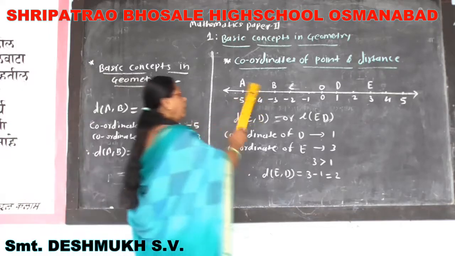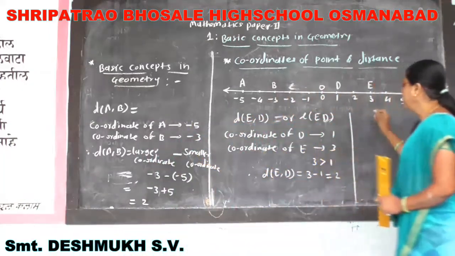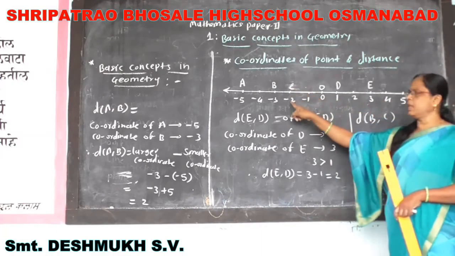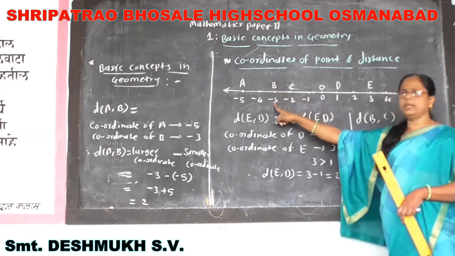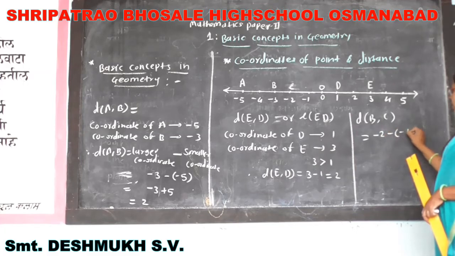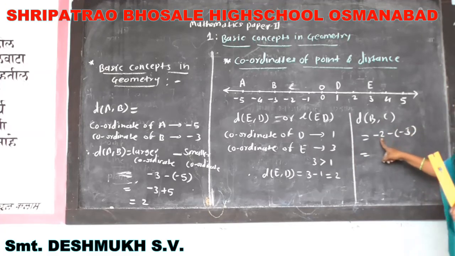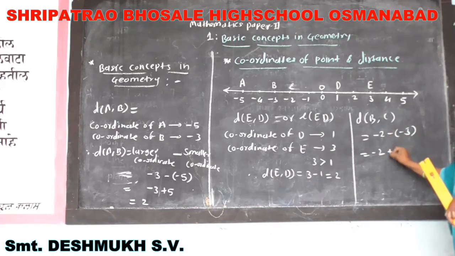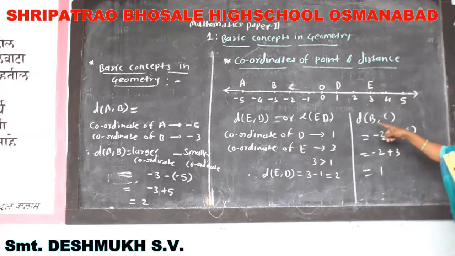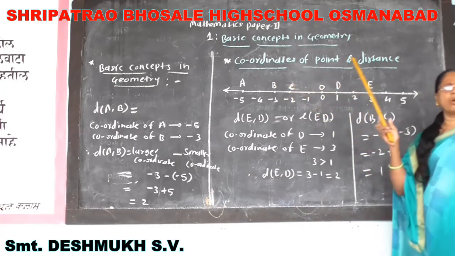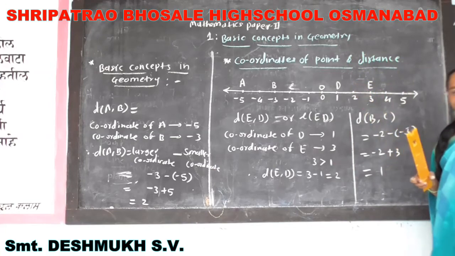Next, distance BC. The coordinate of C is -2, the coordinate of B is -3, and therefore the larger coordinate minus the smaller coordinate. The larger coordinate is -2, the smaller coordinate is -3. That is -2 minus (-3) equal to 1. And therefore the distance from B to C is equal to 1. Now, the distance between any two distinct points is always a positive number.